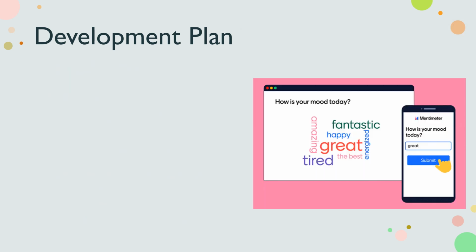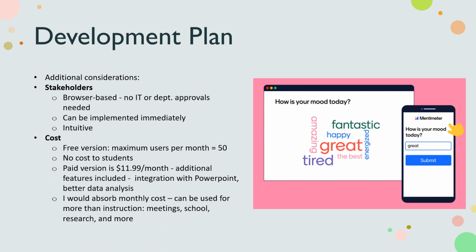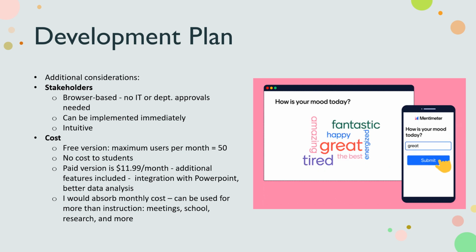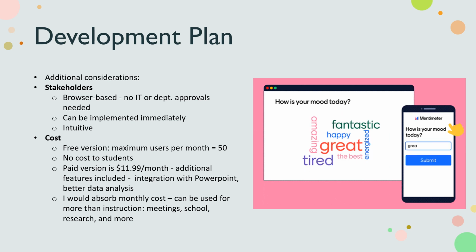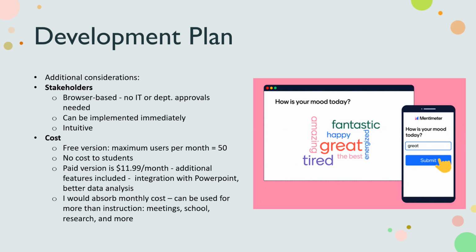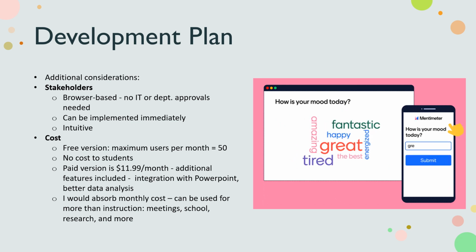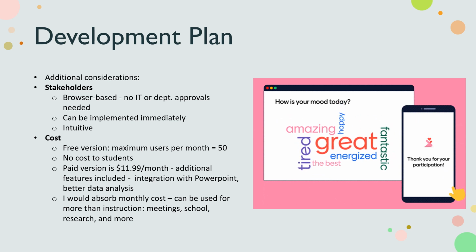I talked about a few of these features in the previous slide, but for more specifics, when developing this plan, I had to consider stakeholders, right? So how would students access it? How would I be able to access it? Who else is needed? So as it's browser based, I won't have any trouble having the students install it or any issues with that. I don't need to install it. I don't need to involve the IT department, for example. I also don't need any approvals.